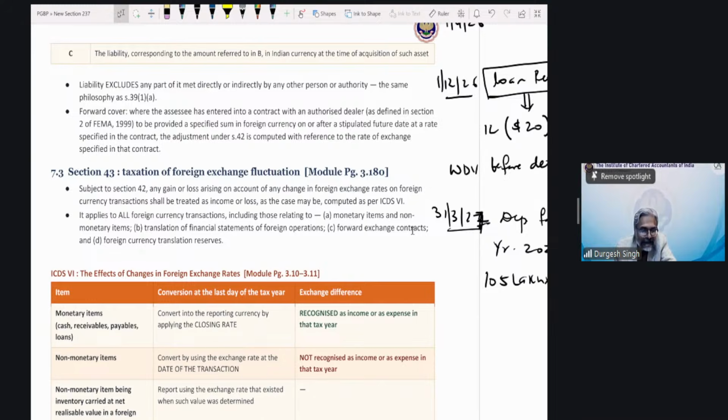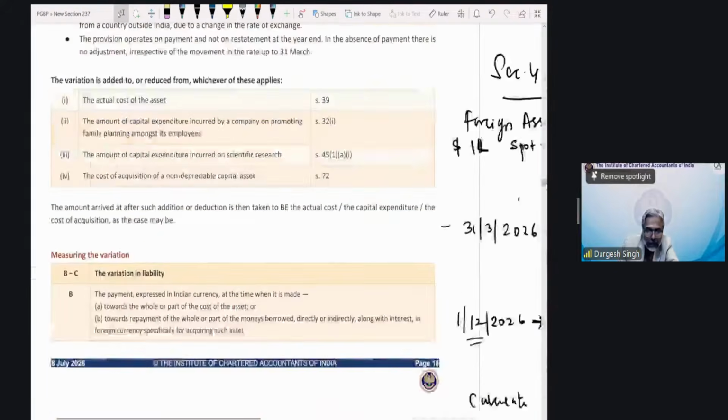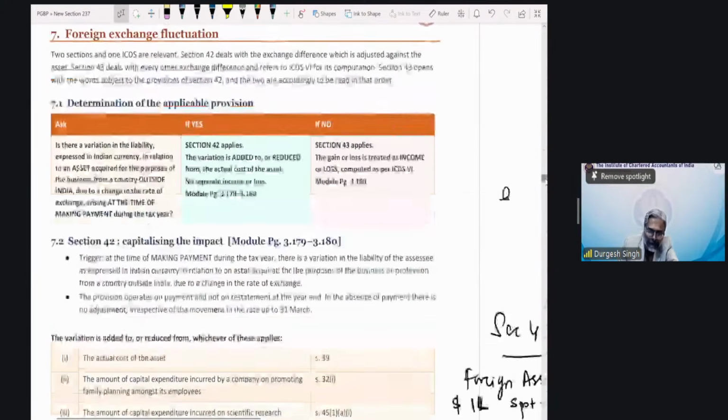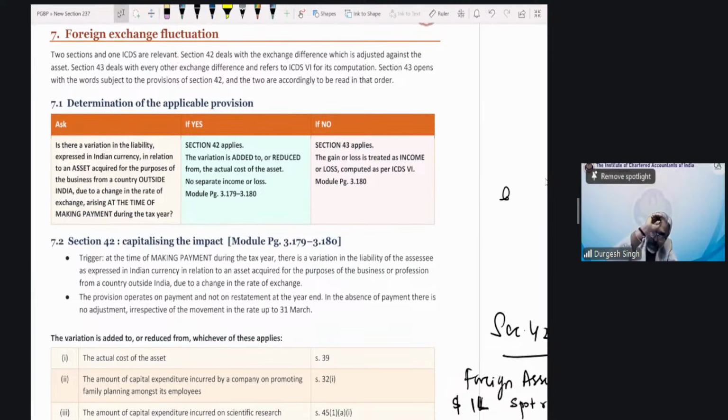Now that exactly is what it is in this regard, students. Always bear it in mind, again I am repeating, whether 42 is applicable or not. Always see that. That's the reason why I give you the examples also. If 42 is applicable, you don't have any confusion. Primarily capitalize that exchange fluctuation, and you capitalize it in the year in which you make the payment, whether the payment is made in full or in parts.